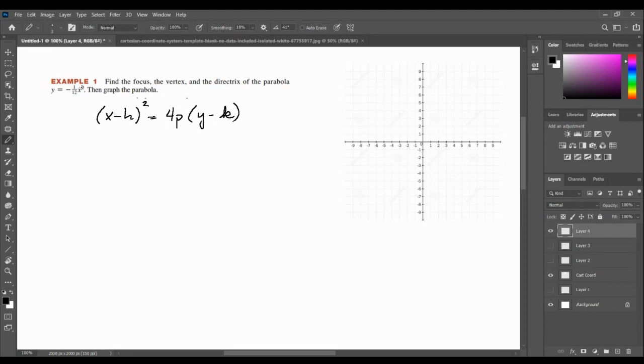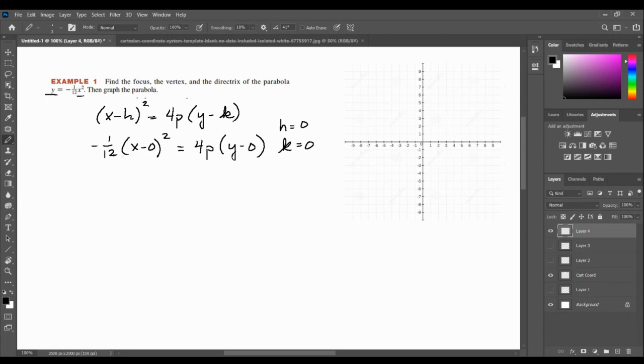Well, I don't have anything subtracted. Well, I could rewrite this like this, negative 1/12 times x minus 0 squared equals 4p, I'm going to leave that there for now, y minus 0. So we can see that h equals 0 and k equals 0, just because our formula has nothing subtracted from x before it's squared and nothing subtracted from y.